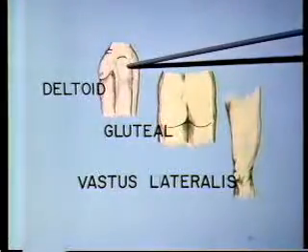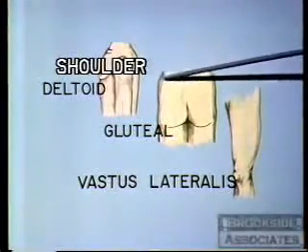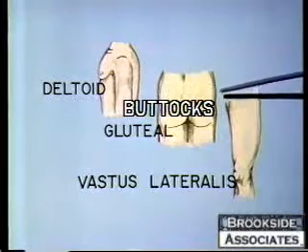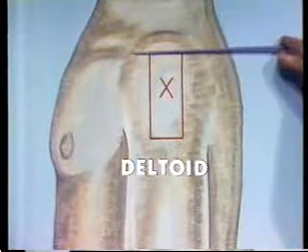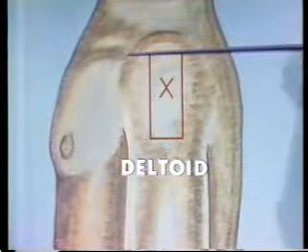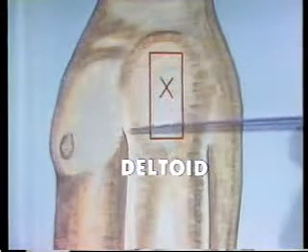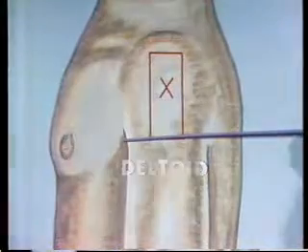There are 3 sites most commonly used. These are the deltoid, the gluteal or buttocks, and the thigh or vastus lateralis. Let us first discuss the deltoid region. The deltoid region is bordered on the top by the lower edge of the acromion process and on the bottom by a line drawn from the folds of the axilla. Side limits are the middle third of the deltoid region.